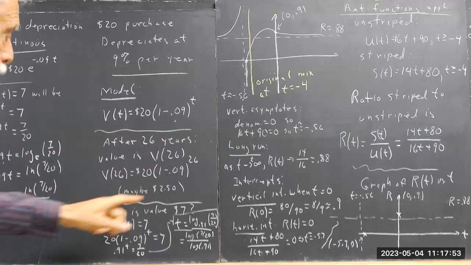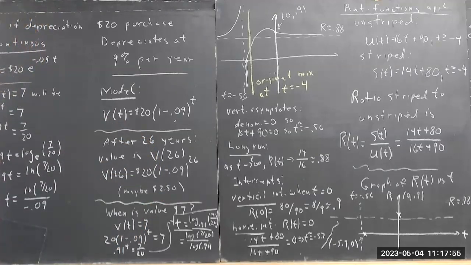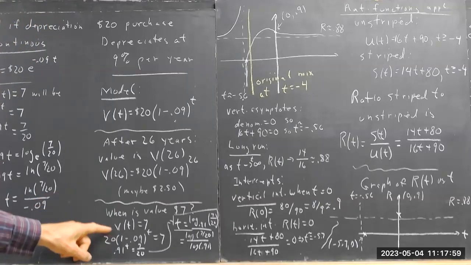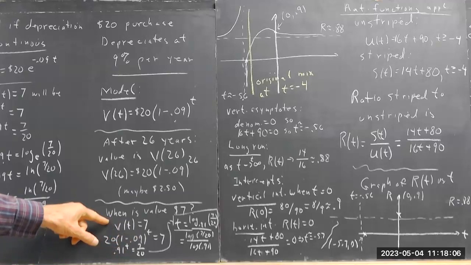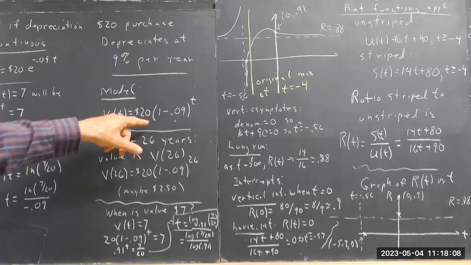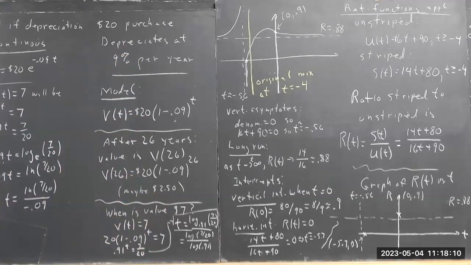Okay. Now, when is the value $7? Well, the value of $7 means V(T) equals 7, because V(T) is the value. That's an equation. Instead of just writing V(T), you can write out what V(T) is equal to, and you get a simple exponential equation you can easily solve.